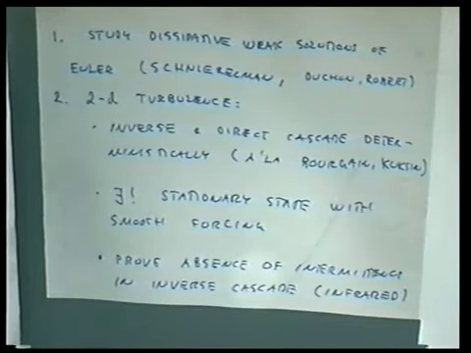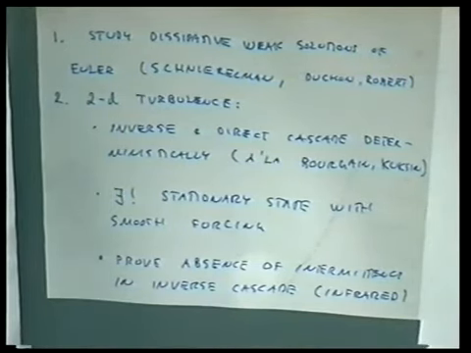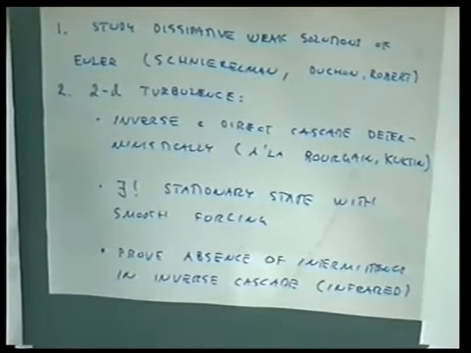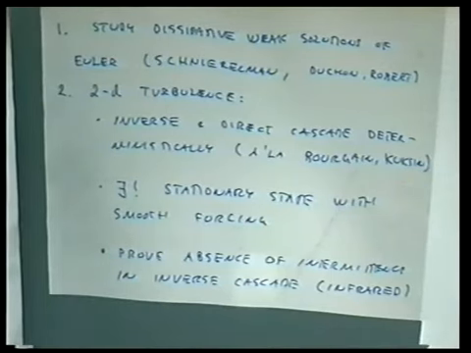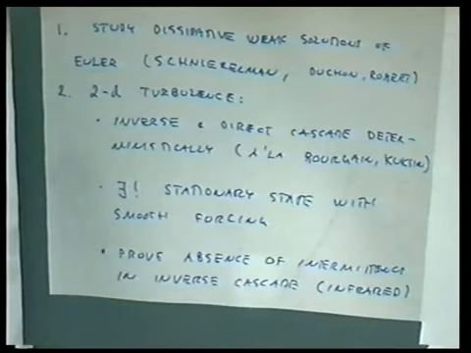One thing one could try to do is to study the inverse and direct cascade deterministically. So you put in some initial condition and you ask what happens. This was done in other equations, the Schrödinger equation, by Bourgain and Kuksin. At least they had some results in those directions. It might be interesting to look at it in 2D Navier-Stokes in the inverse cascade. Existence and uniqueness of a stationary state should be a problem of statistical mechanics, so perfect for mathematical physicists. And the more challenging problem is to prove the absence of intermittency.